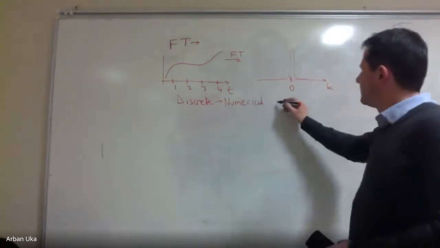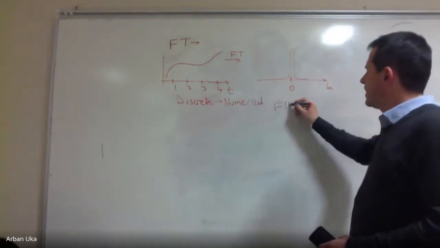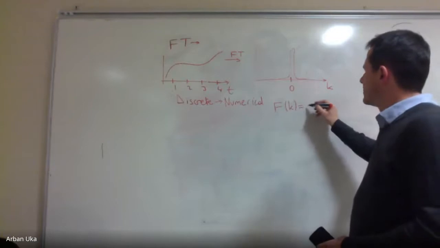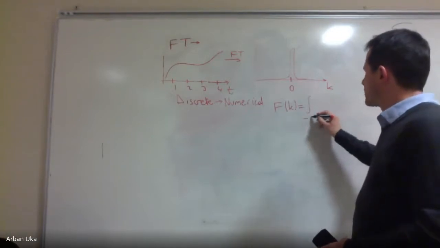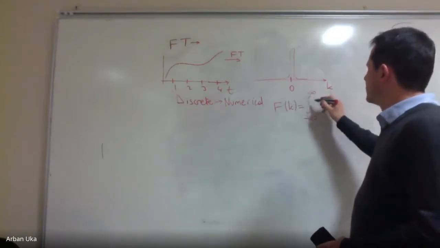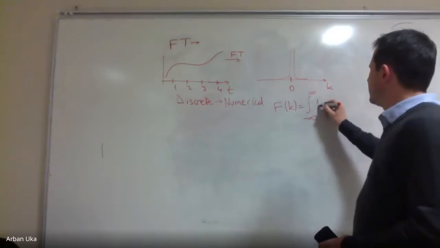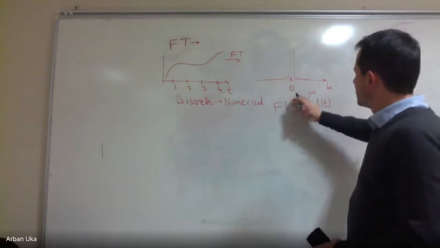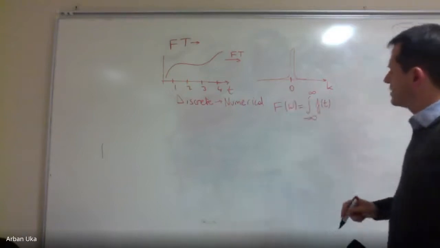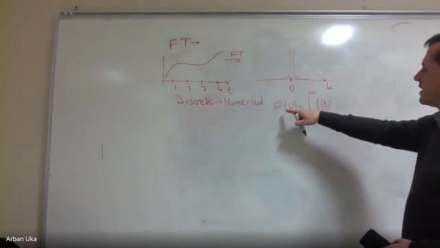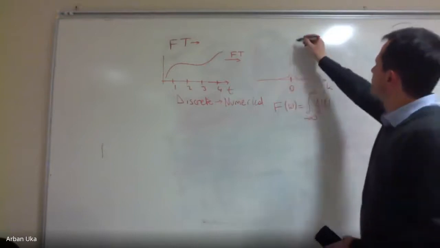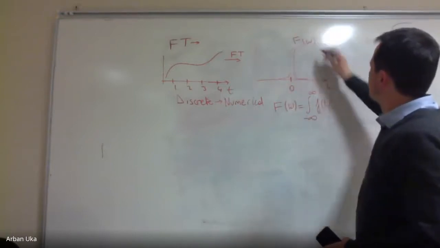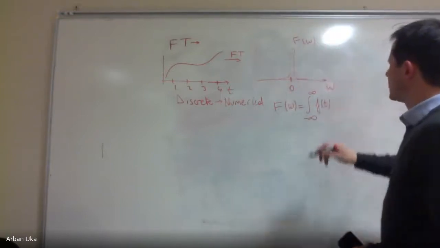So this is the numerical approach. But in principle, the f of k, this is written analytically as follows. We integrate from minus infinity to plus infinity of any function f of time. Let's write this omega, because I think some of us might have seen this one this way. And we have the function, which is this. Let's call this one f omega. And let's call this omega.